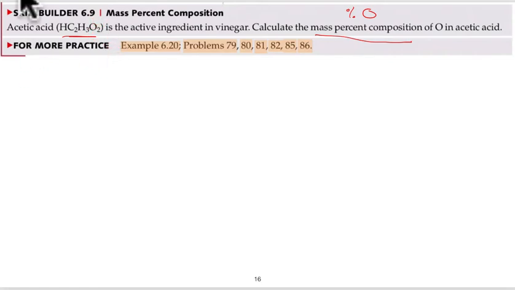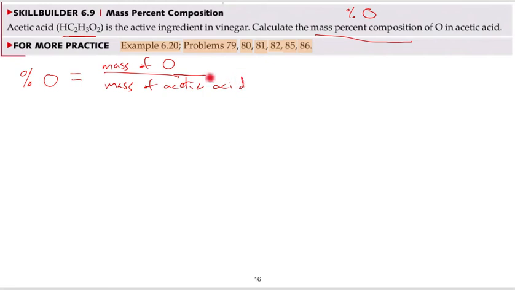So the way this is going to work, if I want to know the percent of oxygen, what I need to know is, I'll just use mass of the oxygen in the sample over the mass of the acetic acid times 100. Right? Classic percent calculation. How much of what we're interested in over the total amount of what's there.